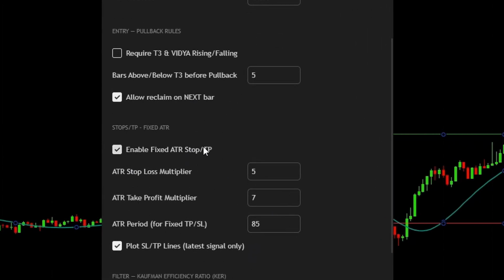We are using one of the best stop loss and take profit methods I ever used, the ATR based stop loss, and it's a fixed stop loss. We have a 5 times ATR distance for the stop loss and a 7 times ATR distance for the take profit. That will create around a 1 to 1.4 risk to reward ratio.